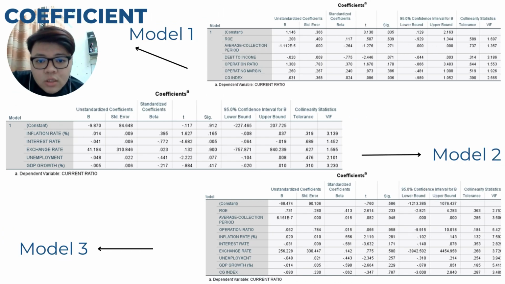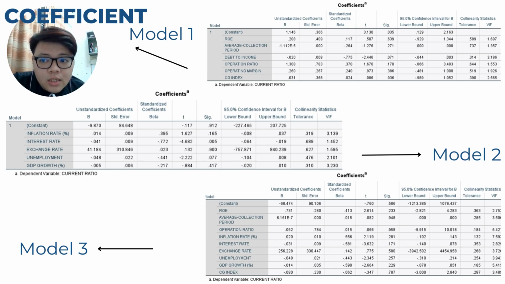For the coefficients, the Model 1 table showed that ROE, average collection period, operation ratio, operating margin, and CG index are not significant to current ratio due to the p-value being bigger than 0.1. For the external factors, the Model 2 table showed that inflation rate, exchange rate, and GDP growth are not significant to current ratio due to the p-value being bigger than 0.1.